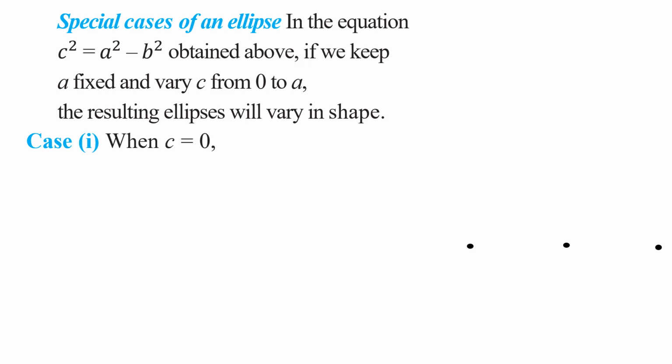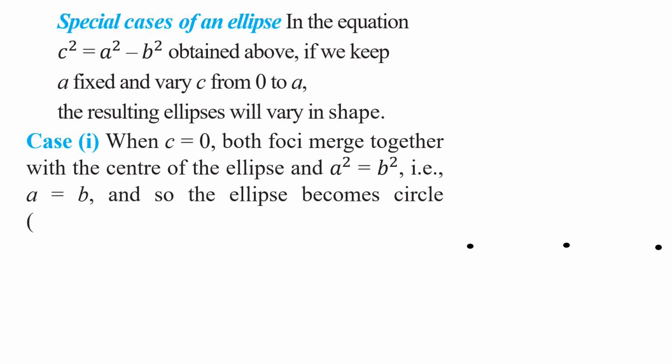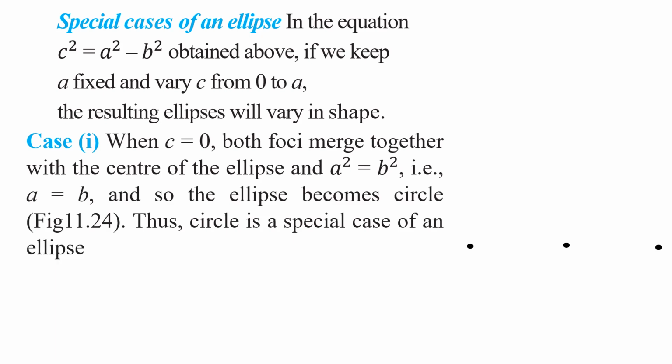Case 1. When c is equal to 0, both foci merge together with the center of the ellipse and a square is equal to b square, that is a is equal to b, and so the ellipse becomes a circle. Observe figure 11.24, my children. The circle is a special case of an ellipse, which is dealt with in section 11.3.